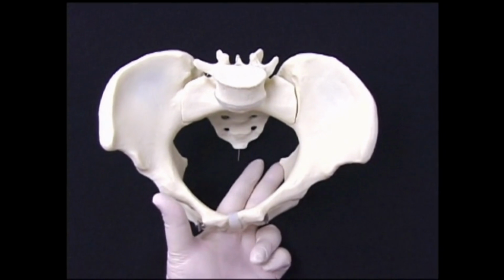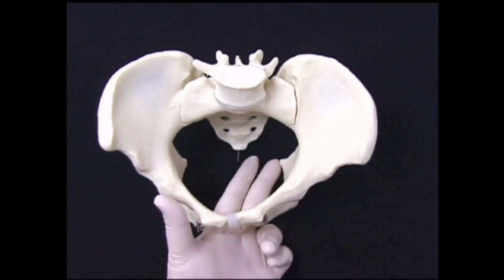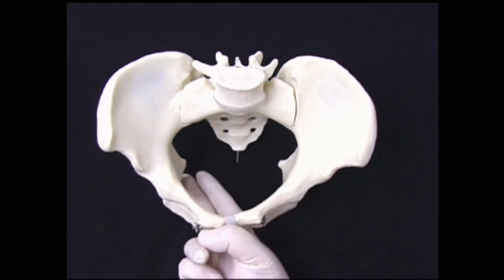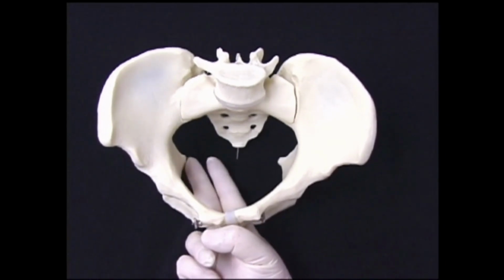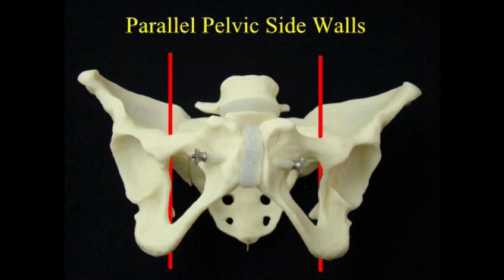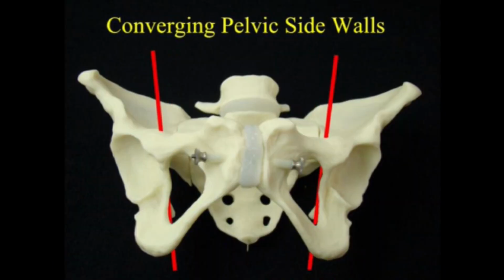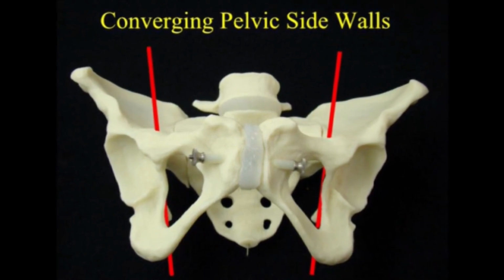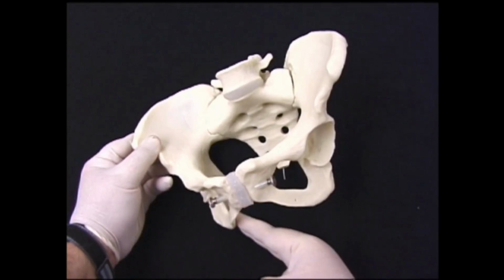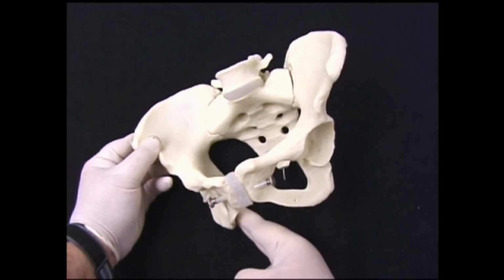Feel the ischial spines for their relative prominence or flatness. Spinal prominence narrows the transverse diameter of the pelvis and can make delivery more difficult. Feel the pelvic sidewalls to determine whether they are parallel, diverging, or converging. Parallel or diverging are fine, but converging is associated with outlet obstruction. Fortunately, true outlet obstruction is rare.